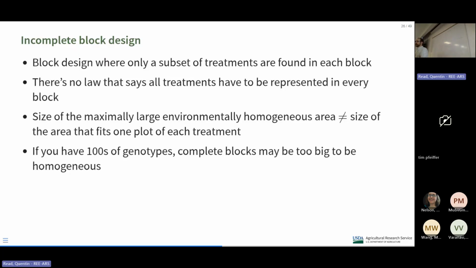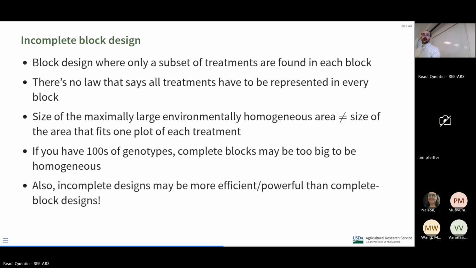I would say not necessarily. And like I said, if you set up the incomplete block design properly, it can give you higher statistical power than an equivalent complete block design with the exact same number of replicates.